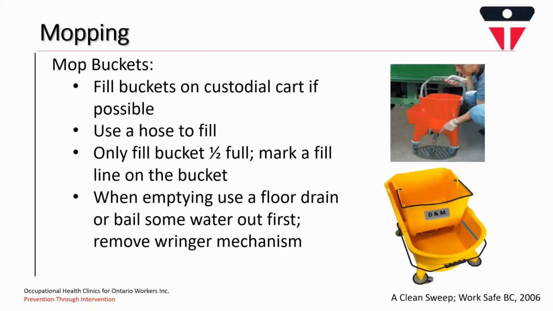You might need to put a visual in the bucket, have a fill line that's halfway there, similar to what I did in the bucket down here. Just put a fill line, you know you're going to stop filling it then. And then when you go to empty it, if there's a drain on the floor and you don't have to lift it, that's a great option. If not, you want to make sure that you remove that wringer mechanism because it's quite heavy, and then remove the pail from the custodial cart after that. You can also, if you find it too heavy, bail some water out of it before you do that initial lift.